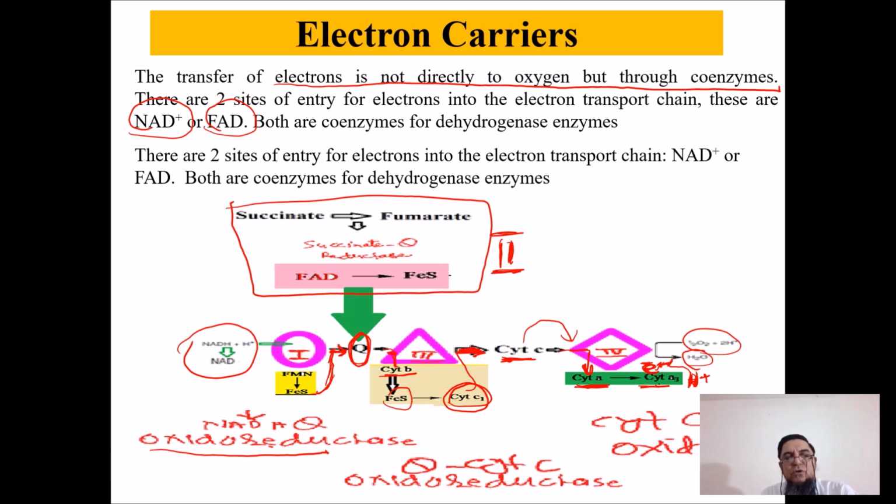So complex 1 is NADH-Q oxidoreductase, complex 3 is Q-cytochrome C oxidoreductase, complex 4 is cytochrome C oxidase, and complex 2 is succinate reductase. Succinate will convert into fumarate, FAD will convert into FADH2, and then FADH2 to FeS, and then it connects with coenzyme Q. So NADH will enter into complex 1 and move forward, whereas FADH2 will enter into complex 2 and move from there.